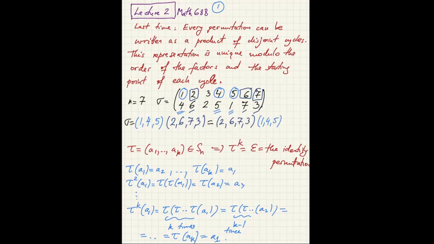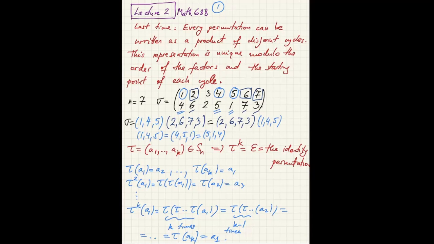And modulo the starting point of each cycle, you have different ways of writing the same cycle 1, 4, 5. As we talked last time, you can write it as 4, 5, 1, or you can write it as 5, 1, 4, and similarly for the other cycle. Okay, so now let's also mention one fact about cycles.